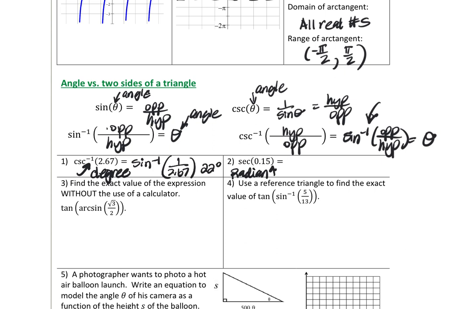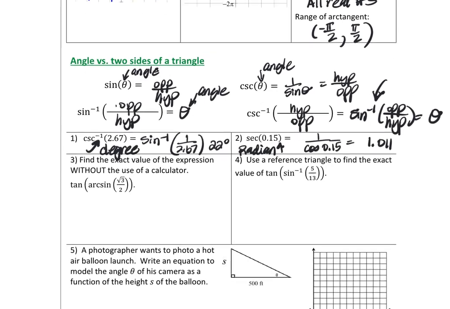So to put in secant, this would be 1 over cosine of 0.15, and you should get 1.011. Of course, that's in radians. All right, so number 3, find the exact value of the expression without the use of a calculator.